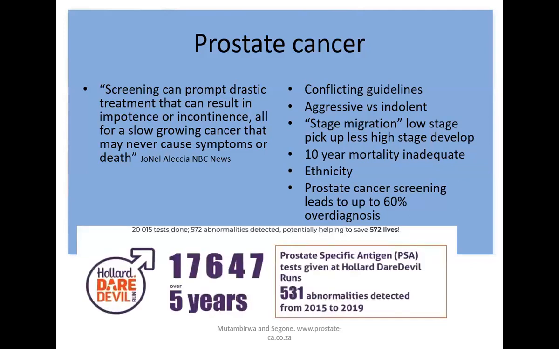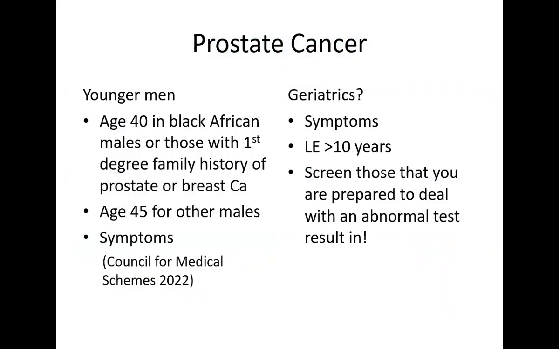Then we've also got, if you ever get stuck in the Hollard traffic jam where they're all wearing their undies and running around this area because of this race, they've got this advertising saying, 572 abnormalities detected, potentially helping to save 572 lives, actually giving up to 60% of them a false alarm and a terrible weekend. And probably wouldn't have harmed them anyway. So it's difficult.